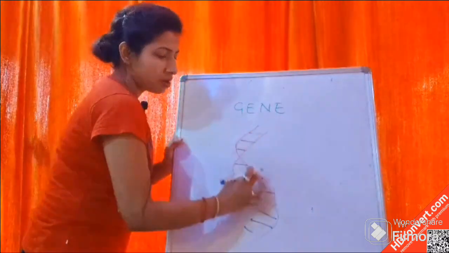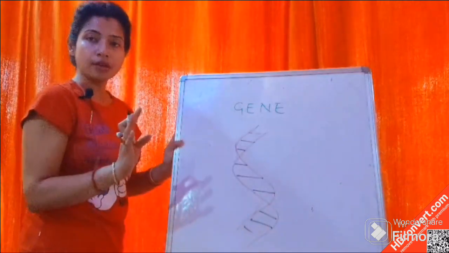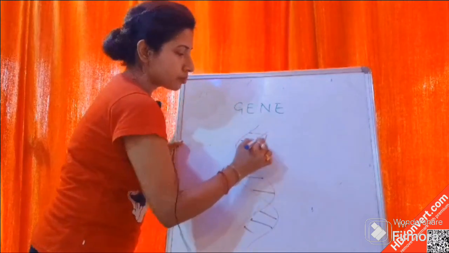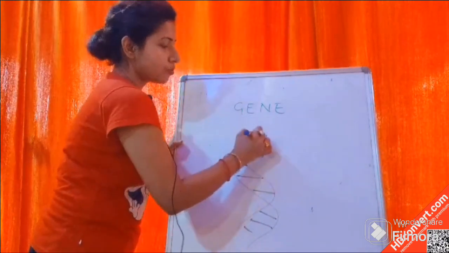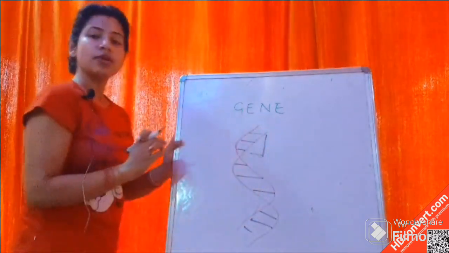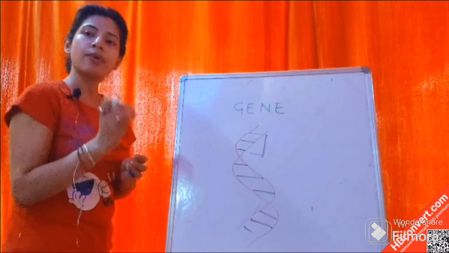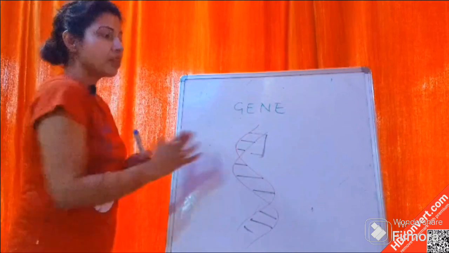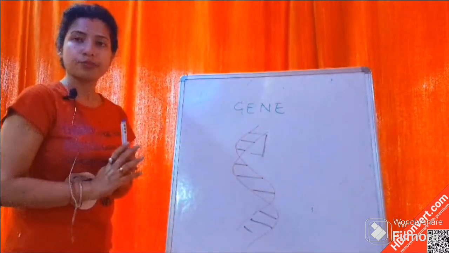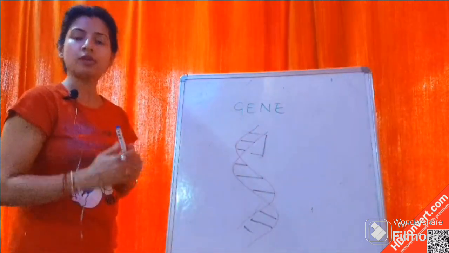Suppose several nucleotide sequences are shown here, but not all these sequences are genes. Those sequences which can express themselves, suppose this much sequence, here are 1, 2, 3 nucleotides. Suppose these 3 nucleotide sequences are able to express themselves by forming a particular protein. So, this much portion of DNA is considered as a gene. Now, this gene can carry characters from parent to offspring.